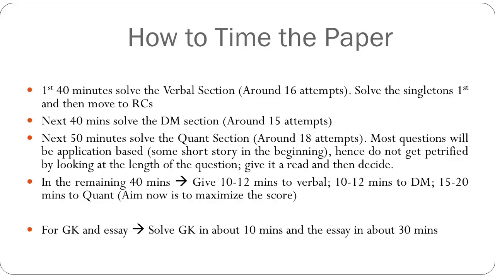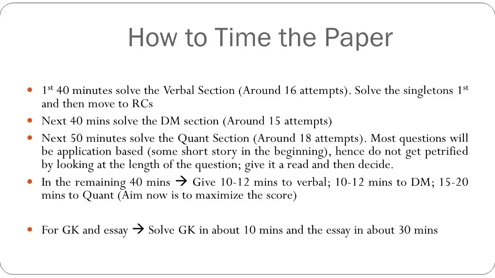So in this 40 and 50 minutes, you will be done with 16 attempts in verbal, 15 attempts in decision making, and 18 attempts in the quant section. And apart from making these attempts, you should have also cleared the sectional cutoffs by now. So the total time that has passed is 130 minutes, and you have already cleared all the sectional cutoffs.